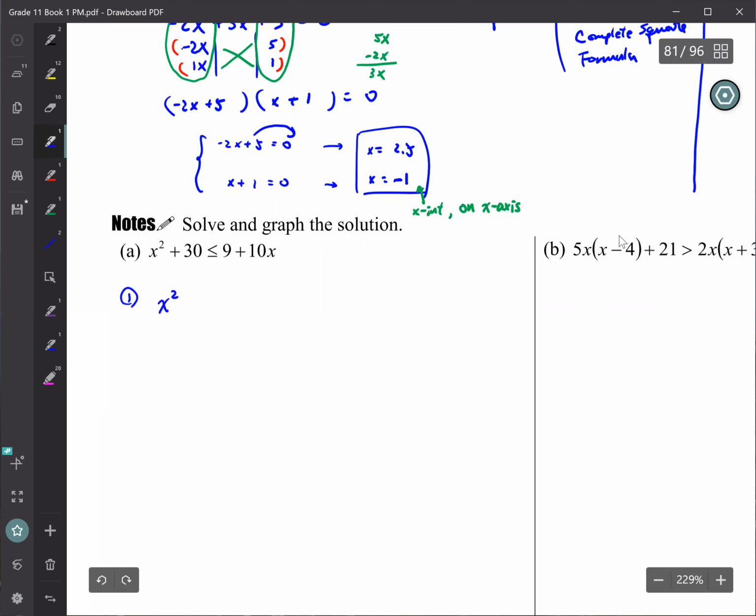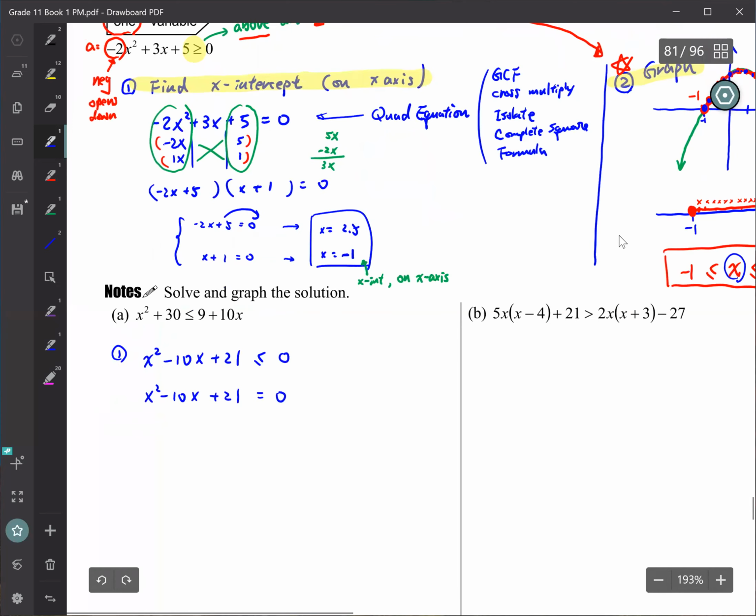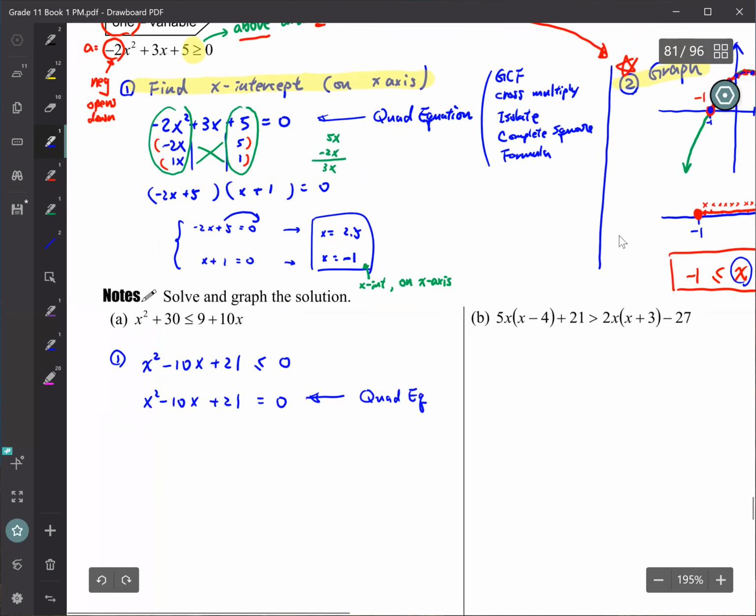So x squared, we'll move everything to the left, okay? Put them in order. Minus 10x plus 21. Okay? So now this is general form, but then we want to find the roots, right? So we make it equal to 0. So this is the general quadratic equation. So compare the notes above, okay? We're still doing the same thing.